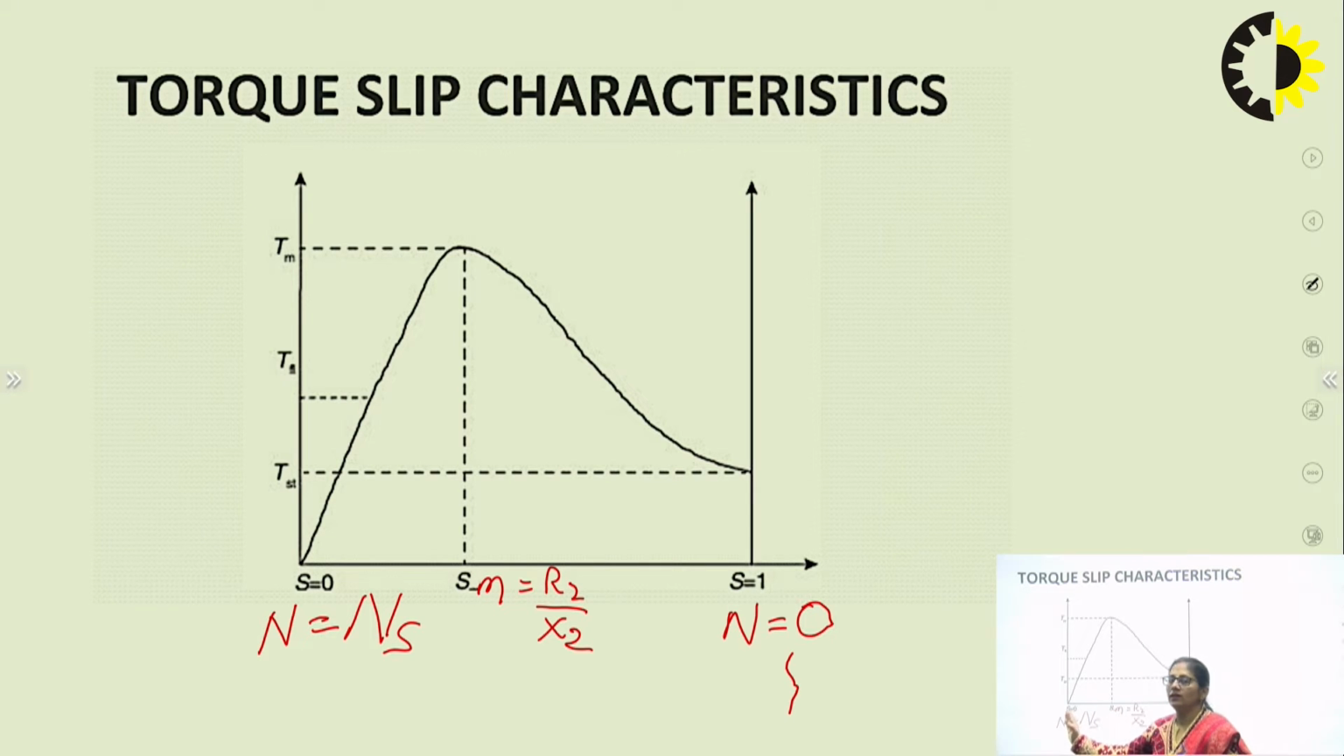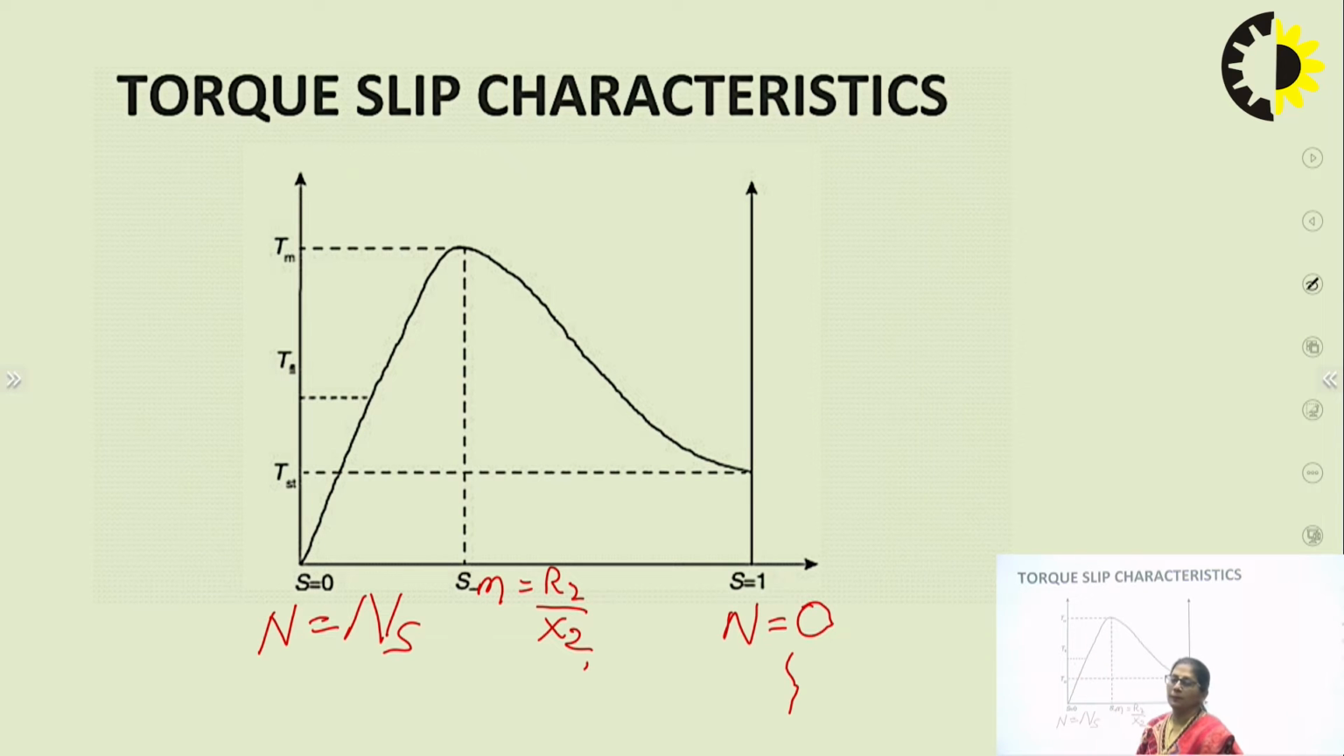But considering the range to be from 0 to 1 for slip, in which we have Sm, which is given by R2 by X2. Similarly, we have 3 torques. One is the starting torque. That is the torque at the very starting, when the motor is starting, right? It is not 0. As we have just seen, it is dependent upon rotor resistance. Then this is the operating torque or the load torque, right?